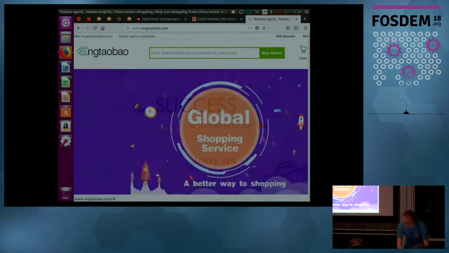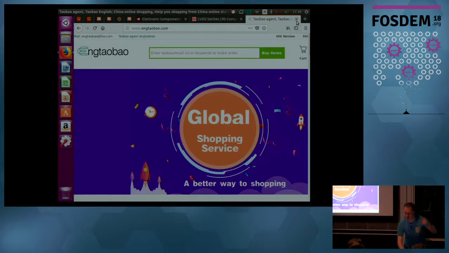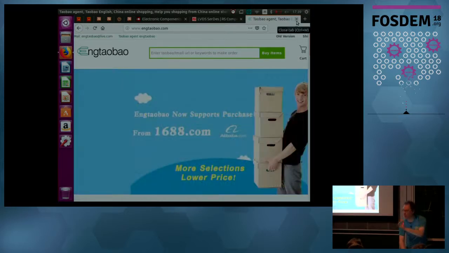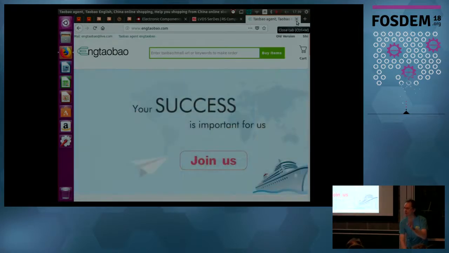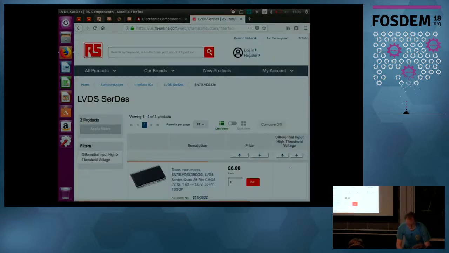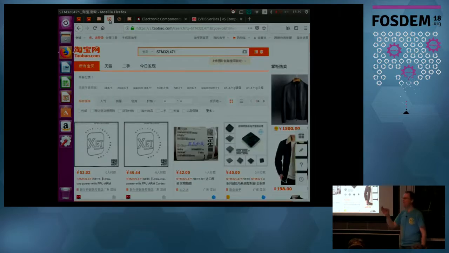So Eng Taobao is your friend if you are abroad and you actually want to buy the components. Bear in mind it's the Chinese equivalent of eBay. You get what you buy. So you're not actually buying, but what you are doing is you are checking the availability of the part.